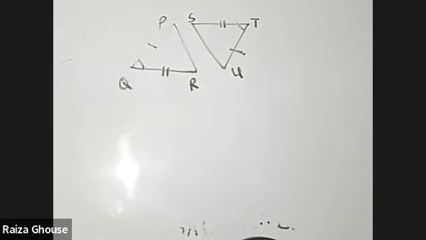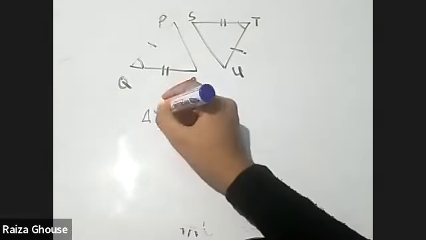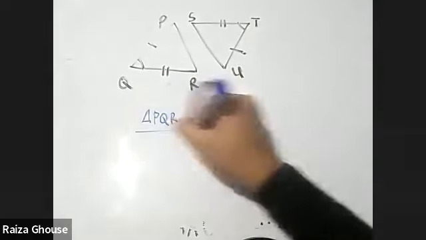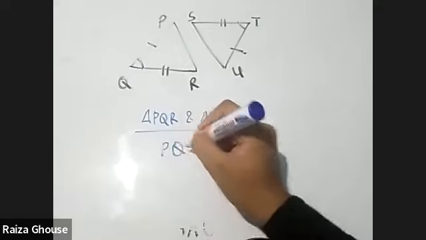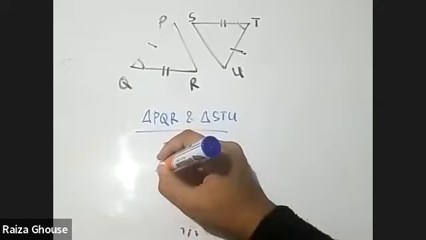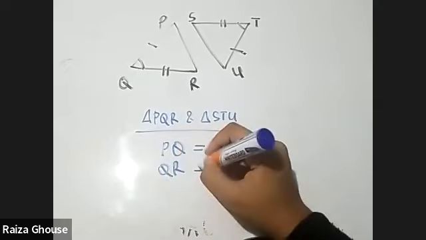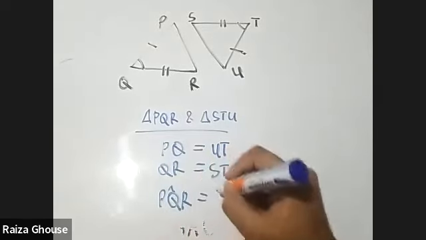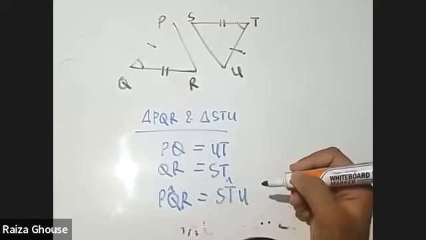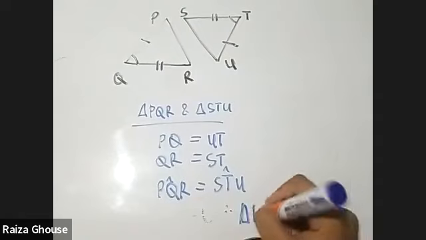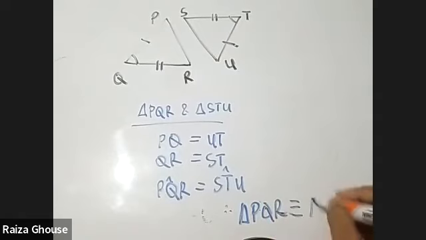Okay. Now I'm going to write this down. First, I'm going to write like this. In triangle PQR and triangle STU, in triangle PQR, PQ side is equal to UT side. QR side is equal to ST side. Angle PQR is equal to angle STU. Okay, done. Now what am I going to write? Therefore, triangle PQR is congruent to triangle STU.